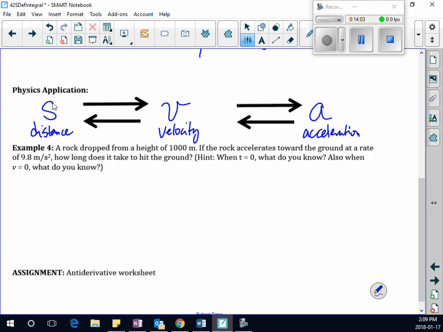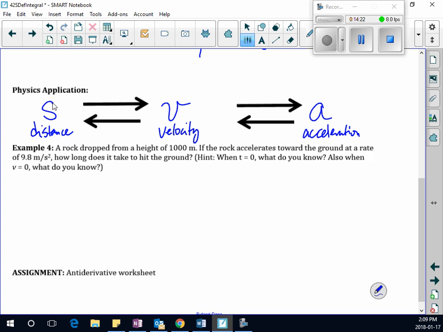So a rock was dropped from a height of 1,000 meters. If the rock accelerates towards the ground at a rate of 9.8 meters per second squared, does that ring a bell? That's yes, acceleration due to gravity. How long does it take to hit the ground?